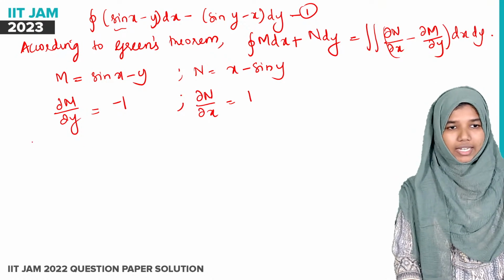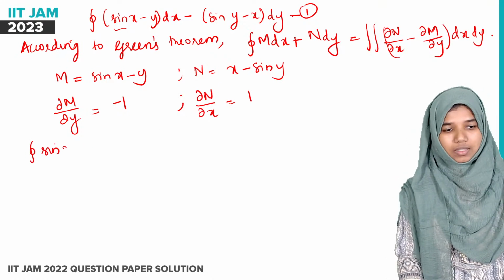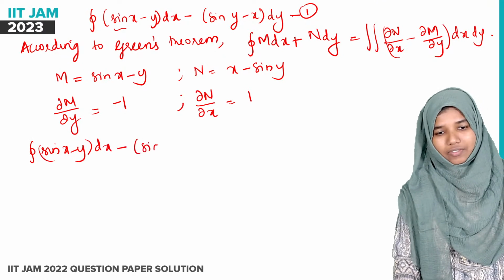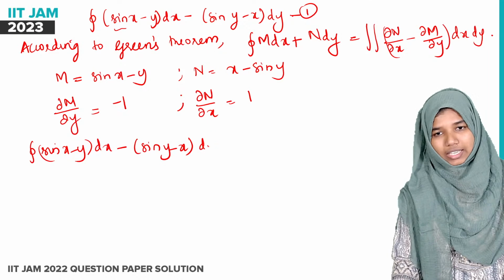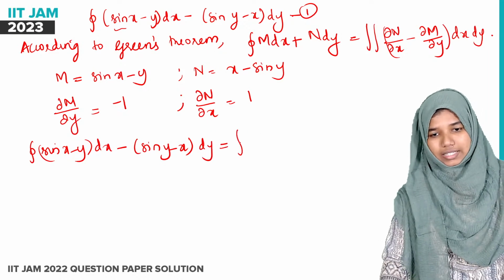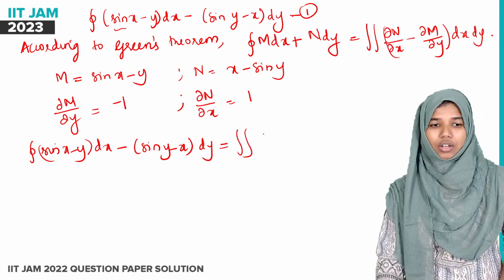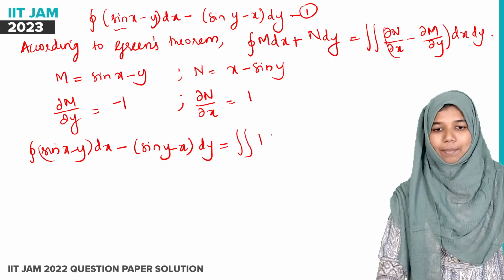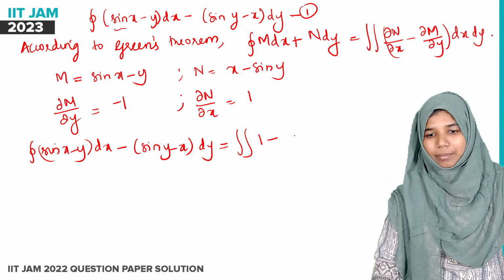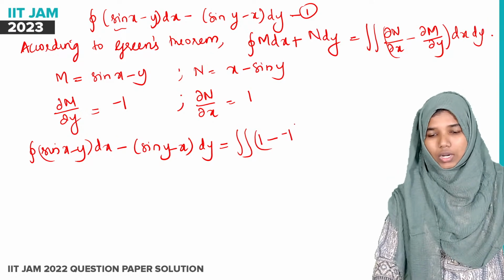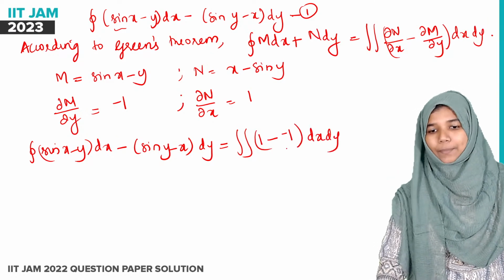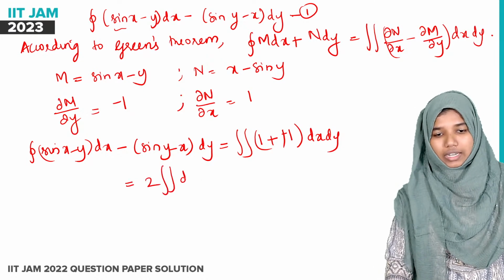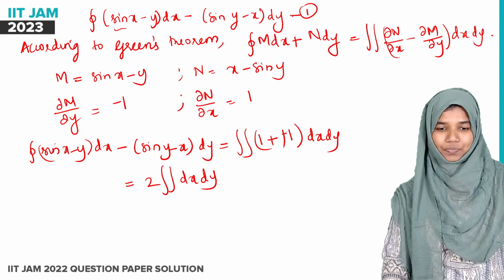Okay, so by Green's theorem, sin x minus y dx minus sin y minus x dy can be written as a surface integral or double integral of del n by del x, which is 1, minus del m by del y, which is minus 1. So 1 minus minus 1 dx dy. So minus minus becomes plus. This is equal to 2 into the surface integral of dx dy.